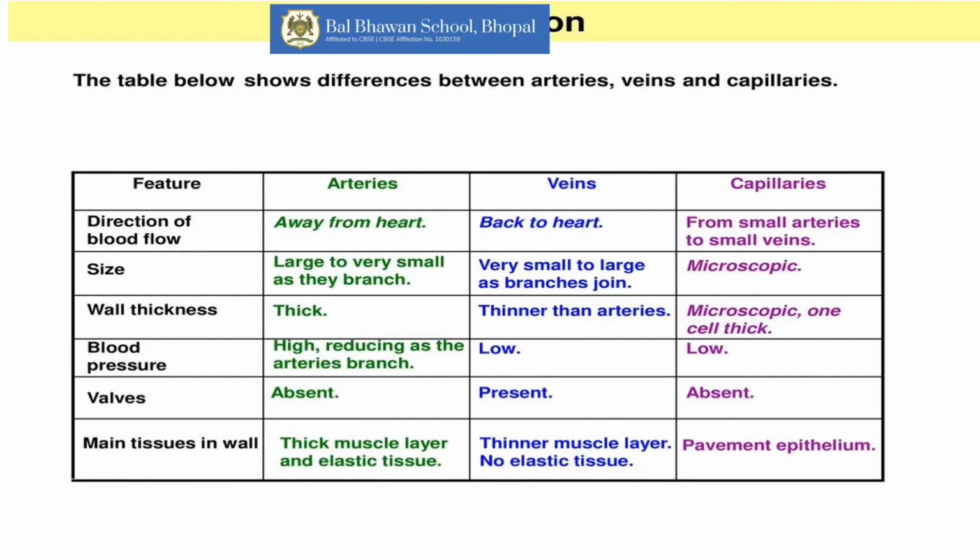So children, in today's class we have discussed the circulatory system, and in parts of the circulatory system we have discussed blood and blood vessels. The heart, the pumping organ of the circulatory system, is remaining, which we will be discussing in our next video.